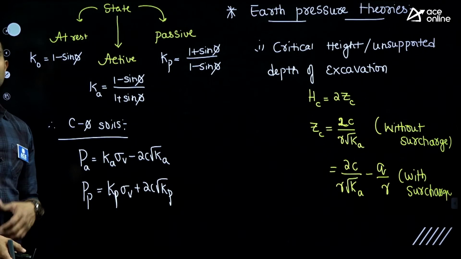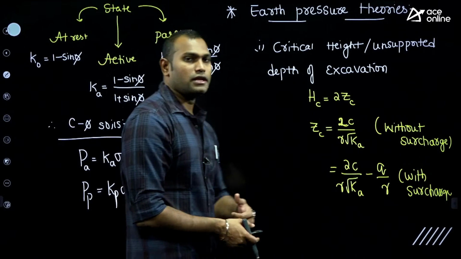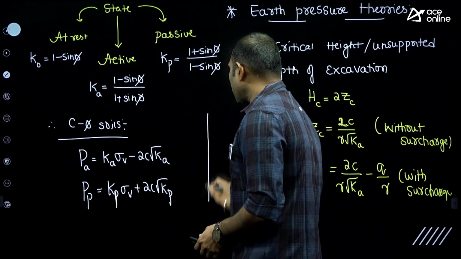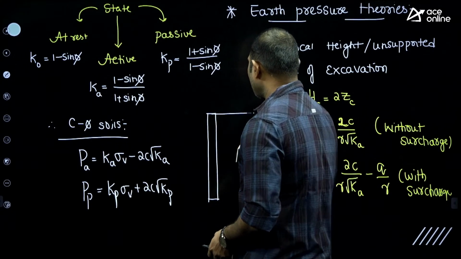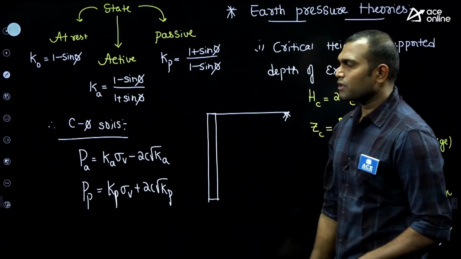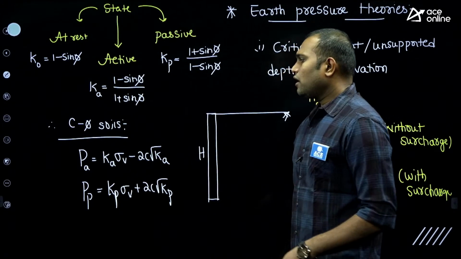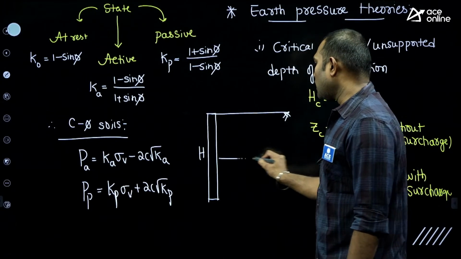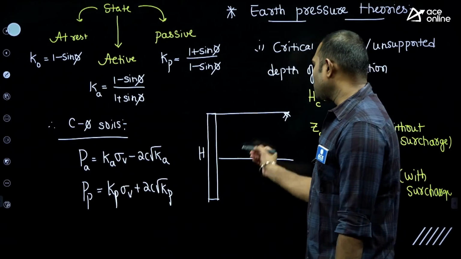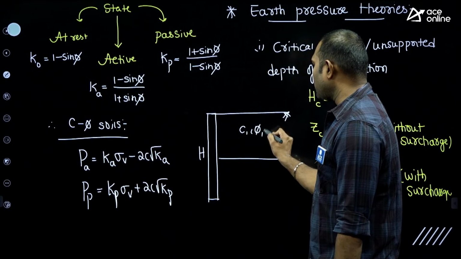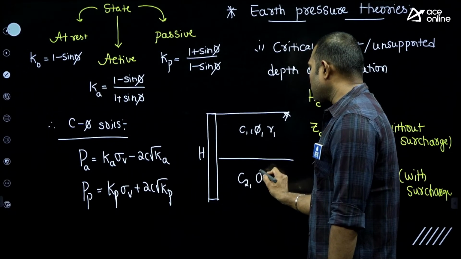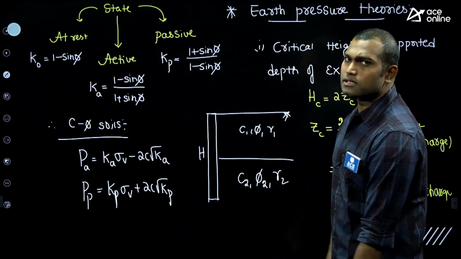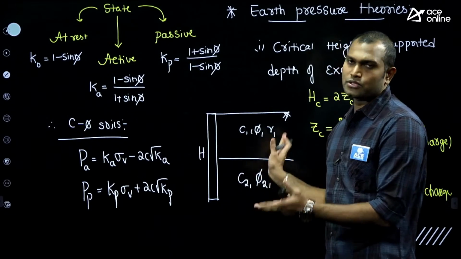The other type of models that one can expect from the earth pressure theory in recent years is that they will give you a retaining wall like this, of height h. They will give you the soil deposit as a backfill, whether it is homogeneous or anisotropic. If it is anisotropic, it has different properties C1, phi1, gamma 1, and another set of properties C2, phi2, gamma 2. If it is isotropic, all the properties are the same.